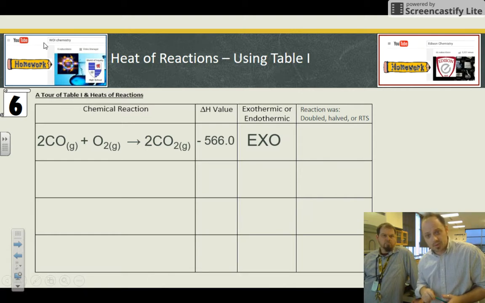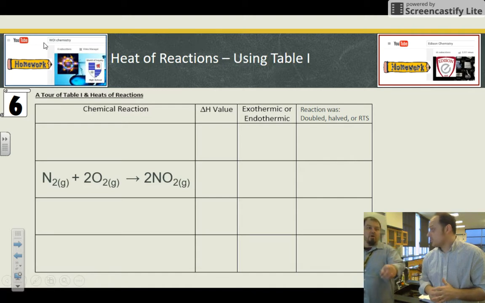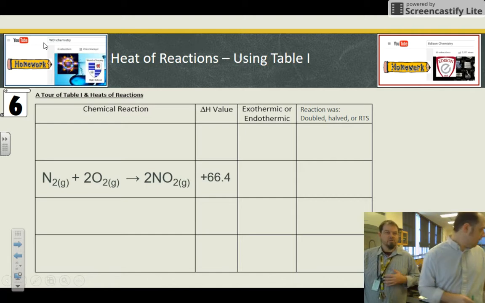Okay. Next reaction. N2 plus O2 goes to NO2 gas. Notice, first of all, they're all gases. That is going to help us. Some of them are really close. There's one where water is a product and it's a gas, and the exact same reaction where water is a product and it's a liquid. They're right next to each other, and they have different values, so please pay very careful attention. We looked this one up. It has a positive 66.4.